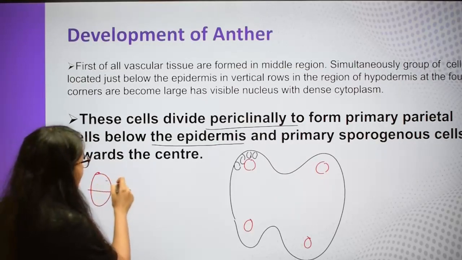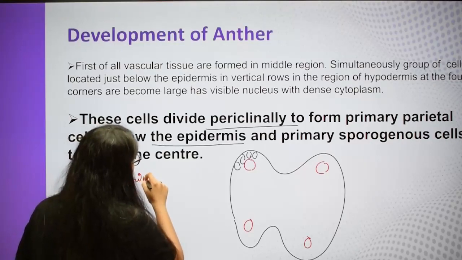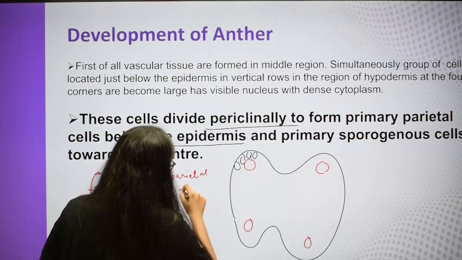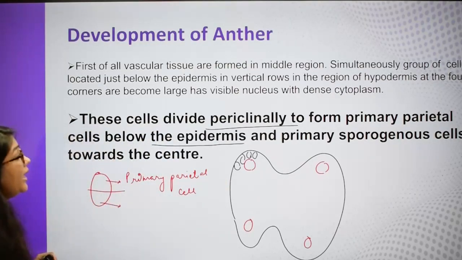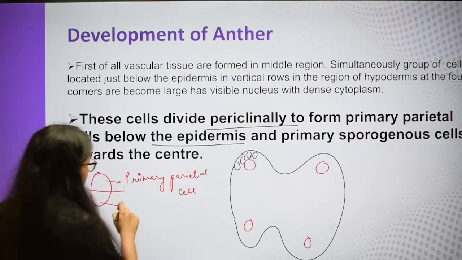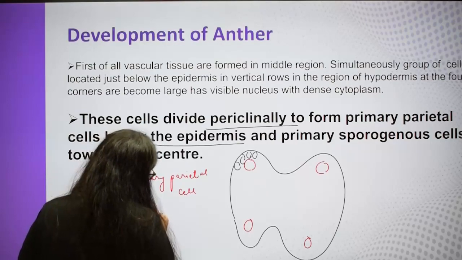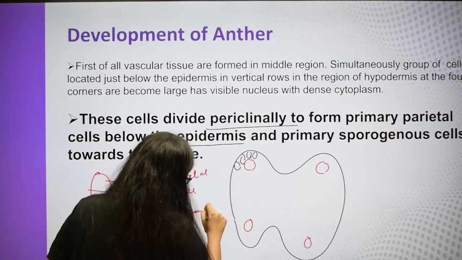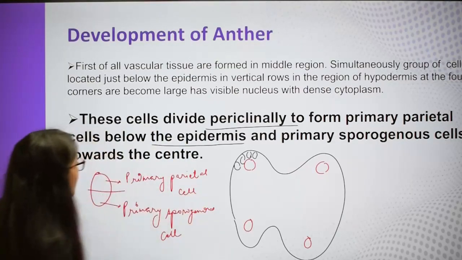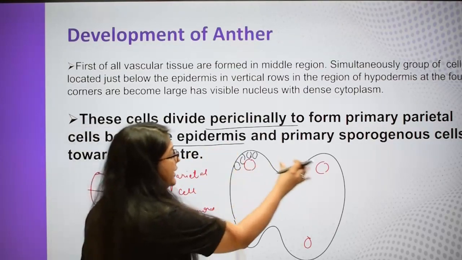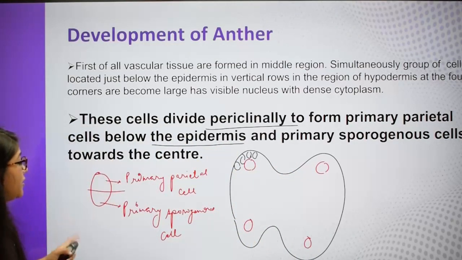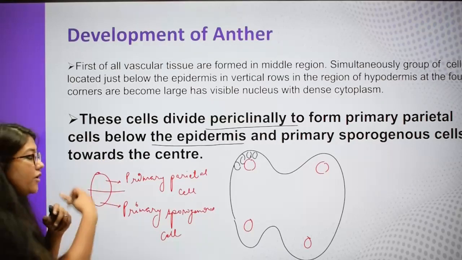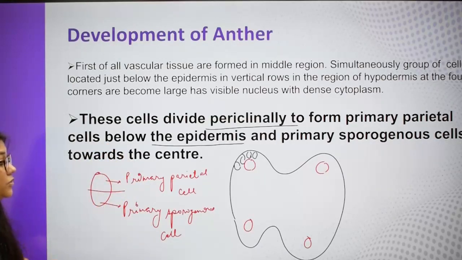One is the primary parietal cell and the other one is your primary sporogenous cell. Okay, so what has happened? In the cells which became very prominent in the four corners, a periclinal division has taken place and they have divided into two parts. What are we calling them? Primary parietal cell and primary sporogenous cell.